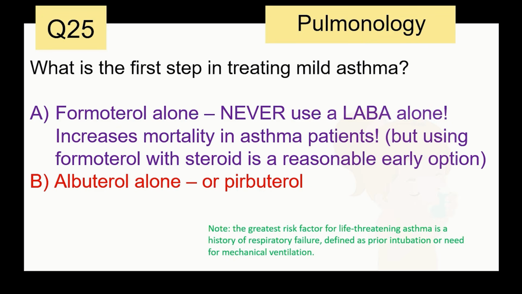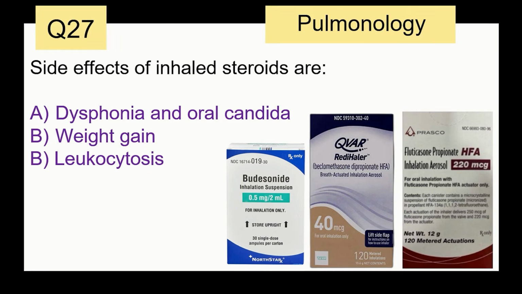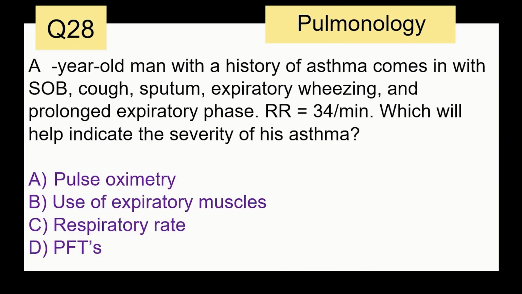I just wrote a note over here that the greatest risk factor for life-threatening asthma is a history of respiratory failure, which is defined as prior intubation or need for mechanical ventilation. Question 27. The side effects of inhaled steroids are dysphonia and oral candida. We see weight gain and leukocytosis in the systemic steroids, but in the inhaled ones, we see dysphonia as the vocal cords are irritated and oral candida as there's suppression of the oral immunity due to the inhaled steroid.